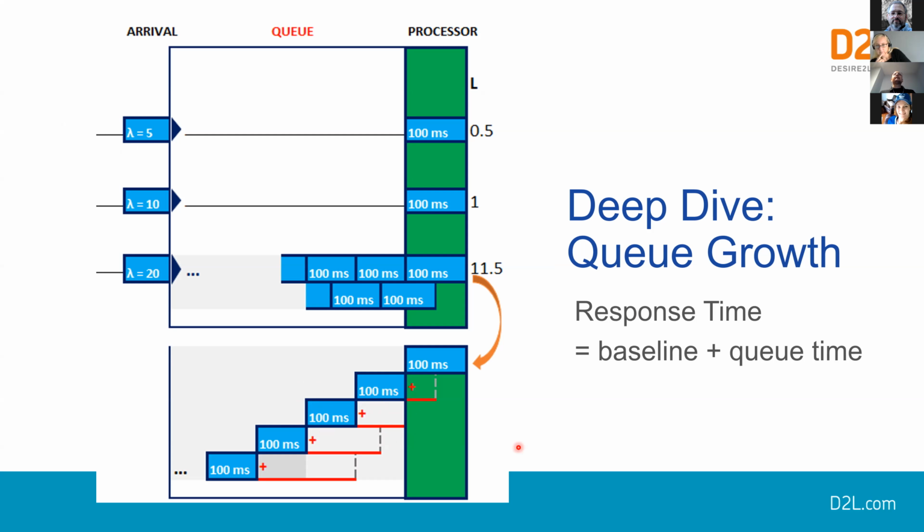So the bottom diagram is intended to give an illustration of how a regular arrival rate can escalate into an increasing response time over time. Unless the processor has time to recover some gap to complete processing the queue, we will have to deal with an increasing response time, which is depicted over here.